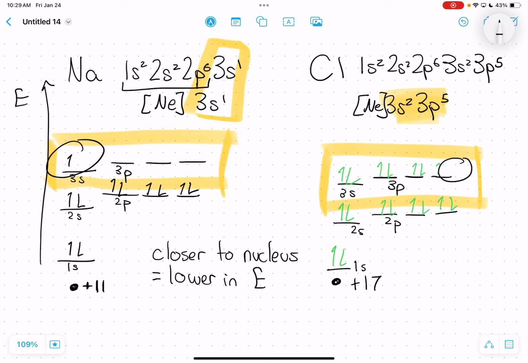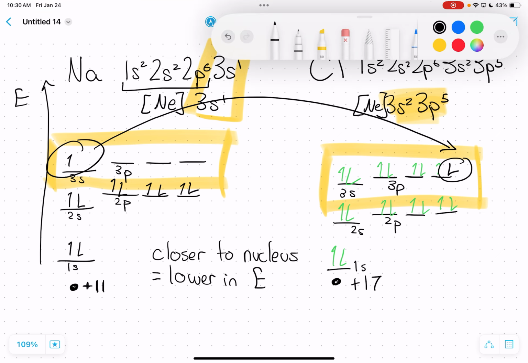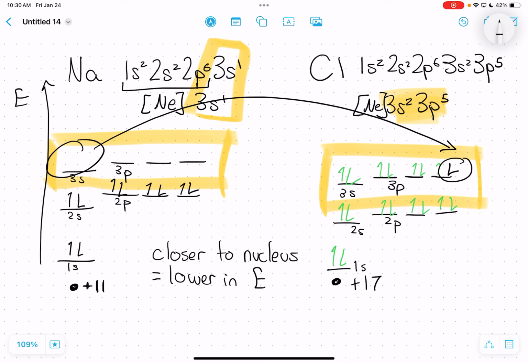So all that's going to happen is this electron is going to transfer over to that chlorine. So I'll keep it in black to show you that it's different than those green electrons. It came from the chlorine. And I'll erase it from the side. So now sodium is no longer sodium, it's sodium plus. I'm not going to talk too much about the electron configuration, but we just got rid of that one.